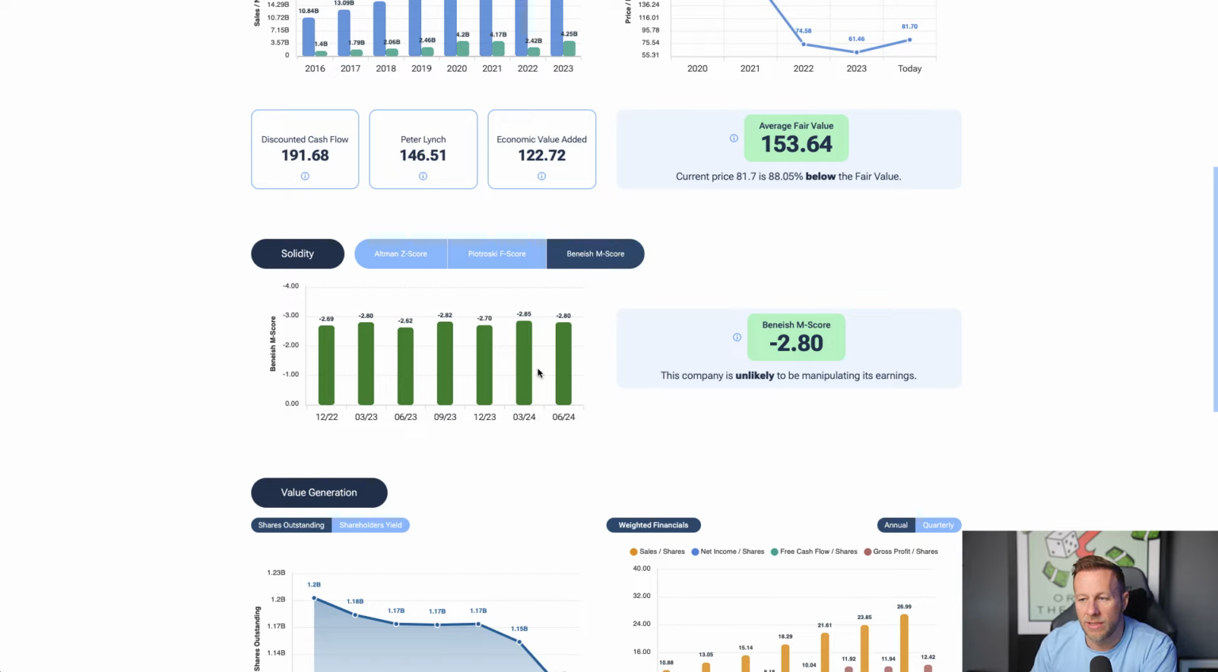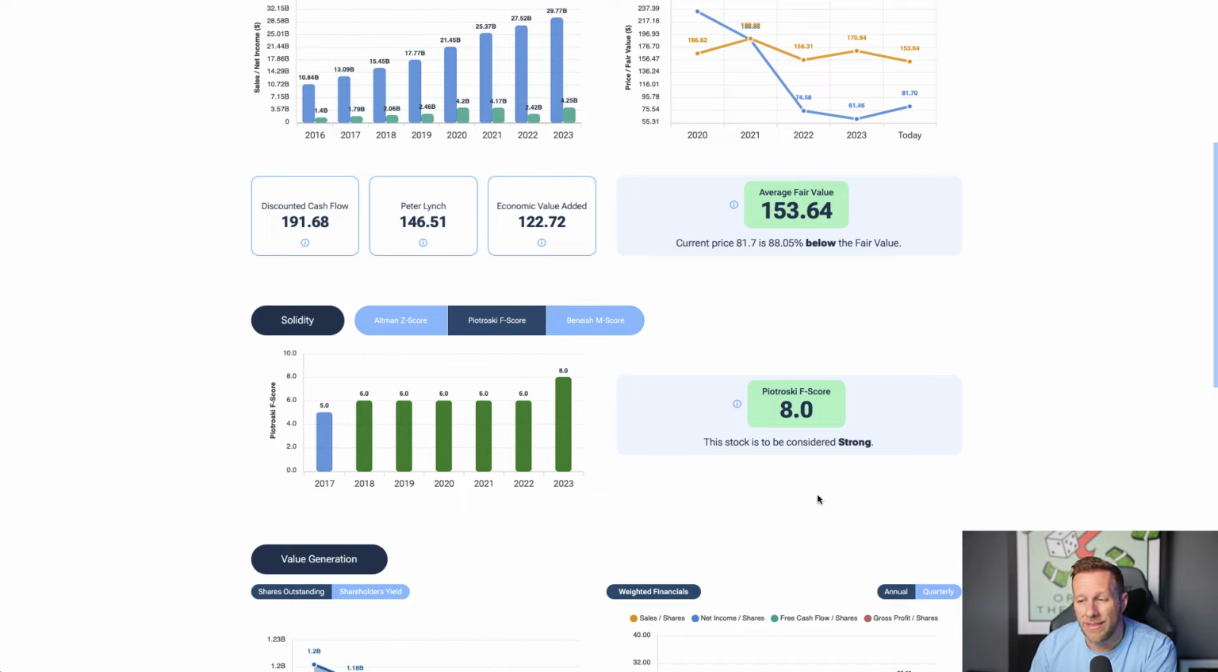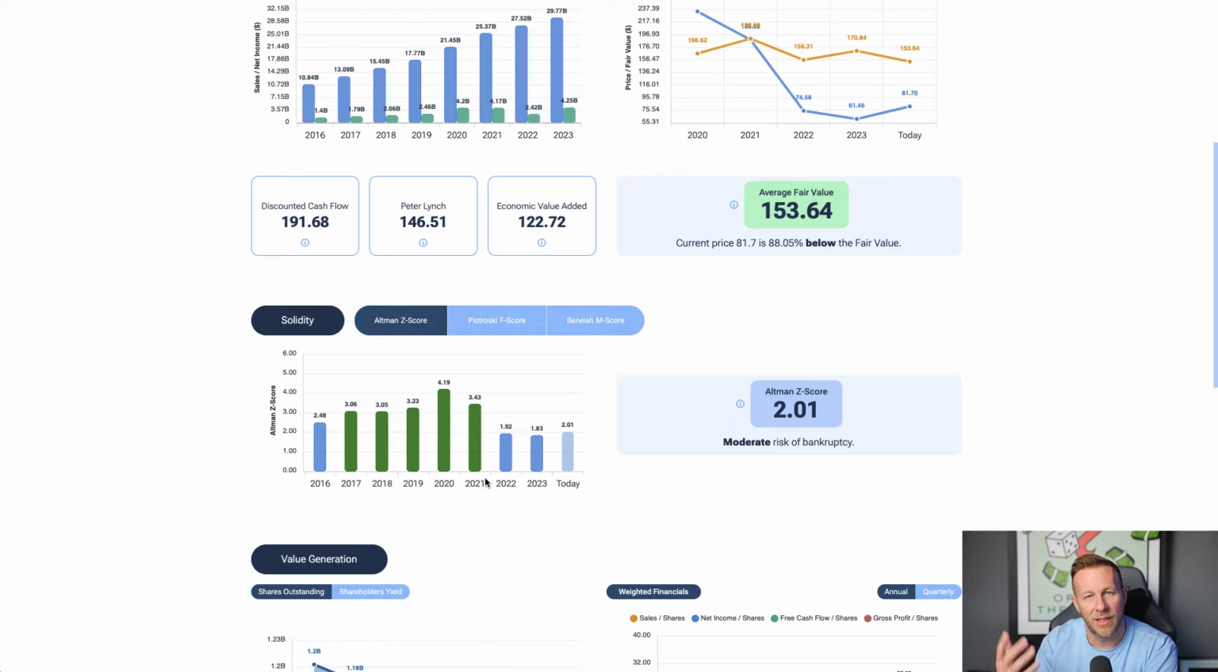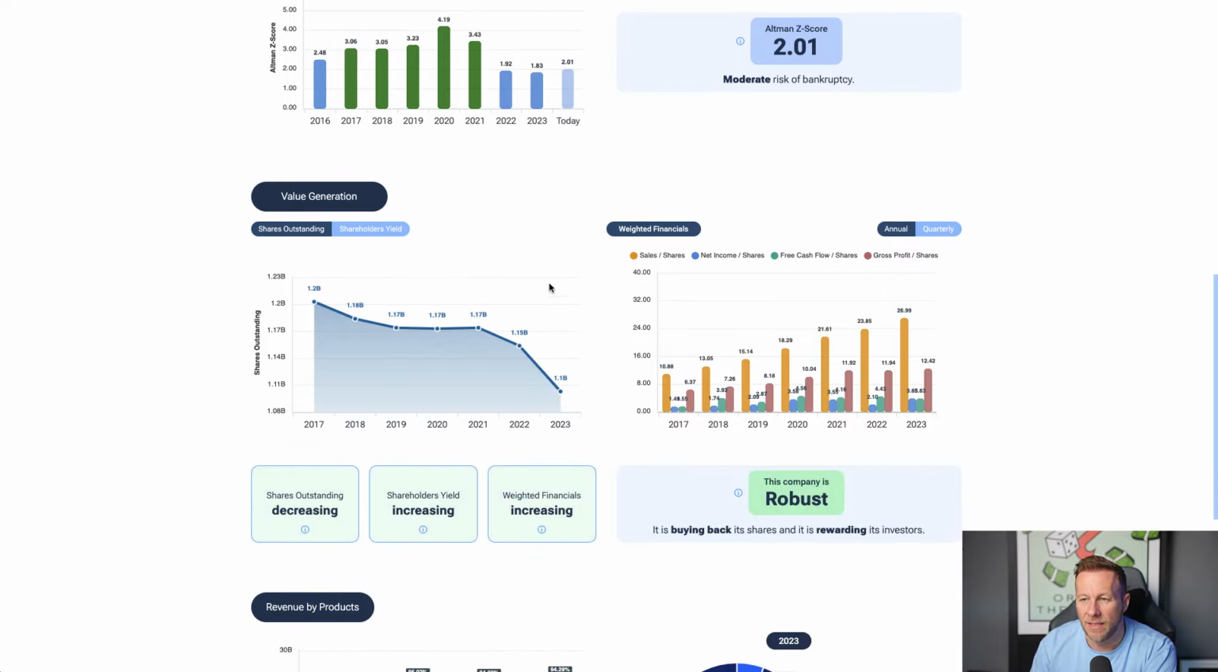The Beneish M score is how likely the company is to be manipulating the earnings. The Piotroski score is the strength of the company, and the Altman Z score is like the risk of the company going into financial distress, bankruptcy, and things like that. So having that on gives you a solidity. And then under value generation, we've got some other weighted financials.